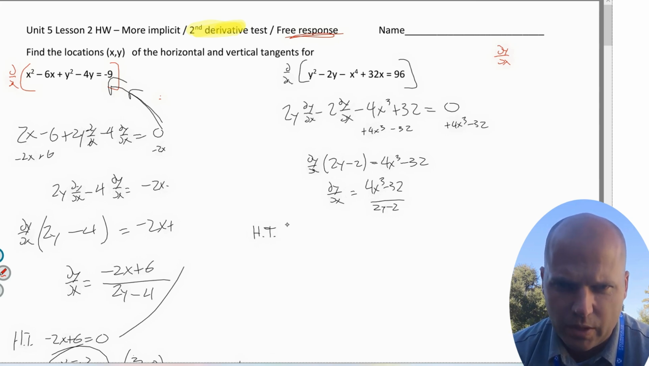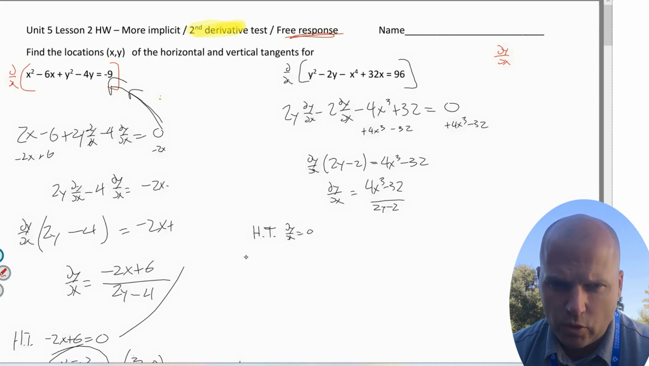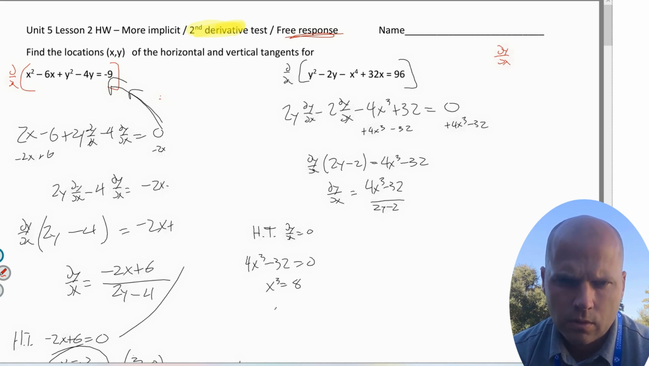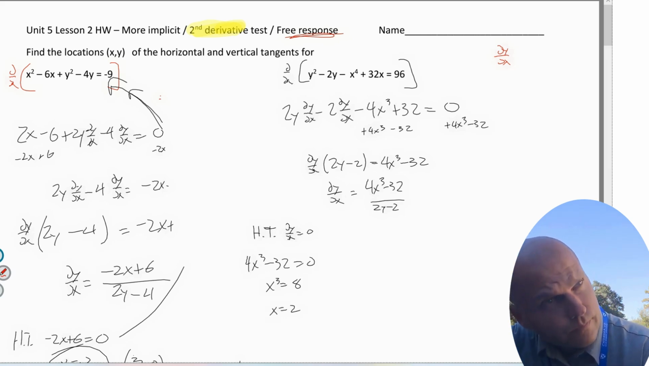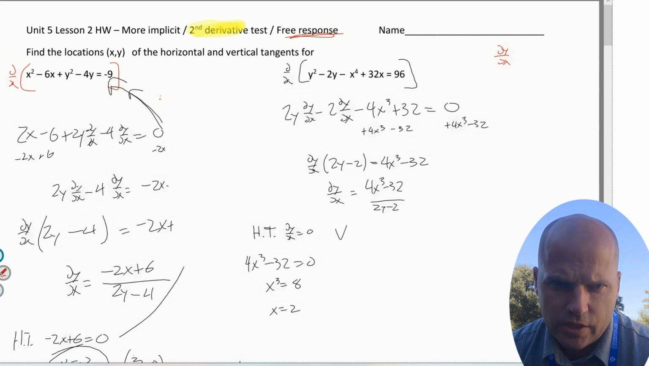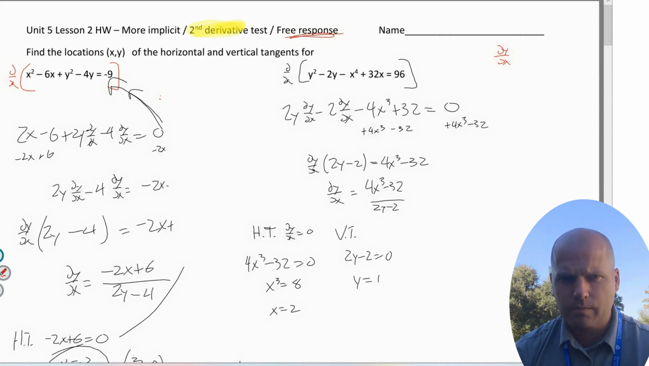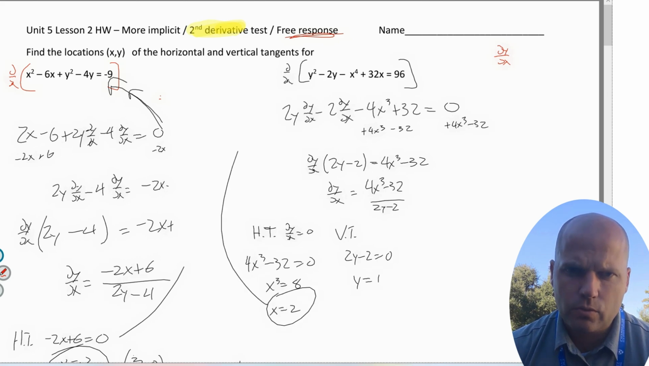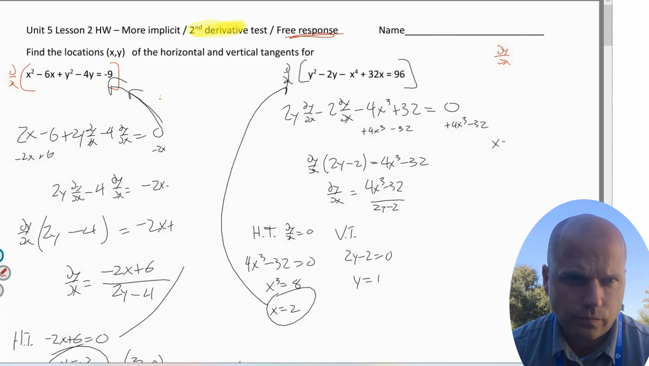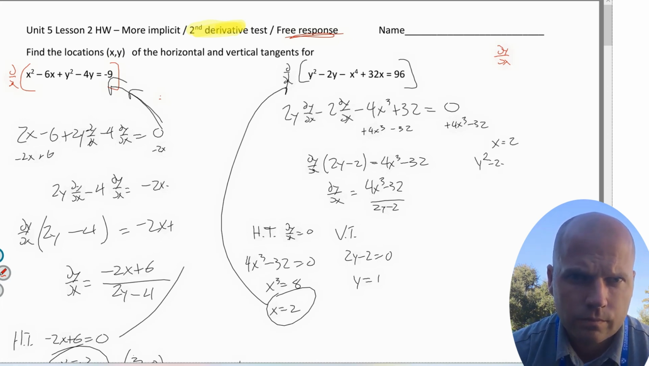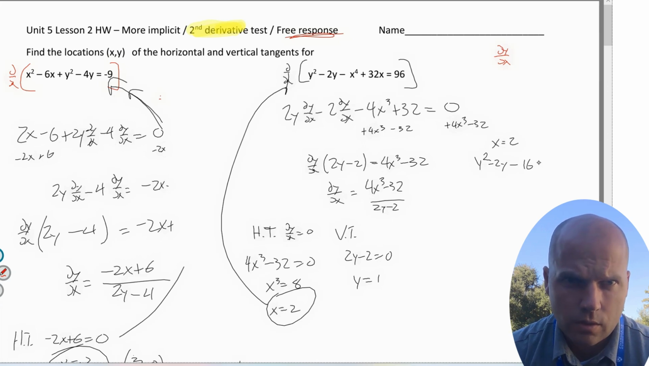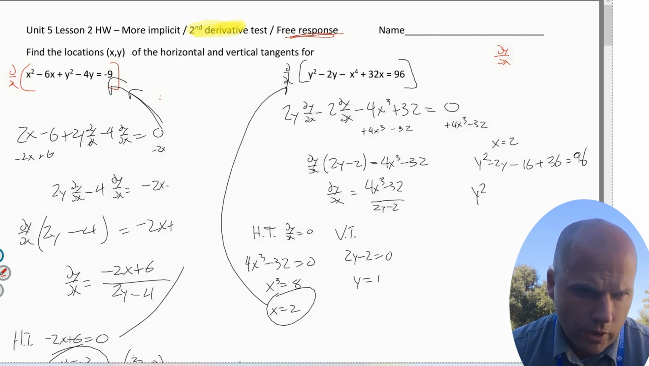The horizontal tangents will be when your slopes are 0, which means your numerator will be equal to 0. This is 2. Vertical tangents are going to be when your denominator equals 0. Y is 1. Let's plug in 2 into the original. 16. 64. Great. Great, Mr. Mester. Great problem you chose.